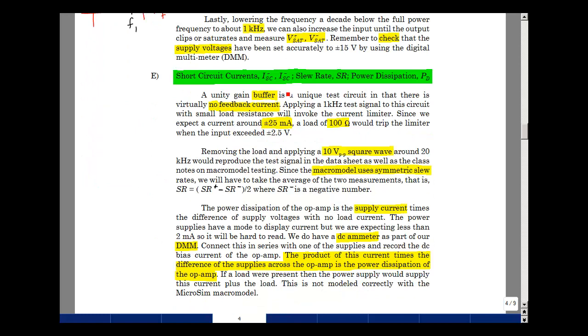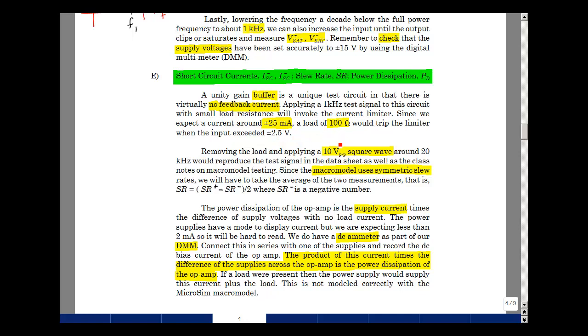A unity gain buffer circuit is a unique test circuit in that there is virtually no feedback current. So when we put a load on it, what we see in the load is what's coming out of the op-amp. So suppose we apply a 1 kilohertz test signal to this circuit with a small load resistance. We'll eventually invoke the current limiter. So if we're expecting around 25 milliamps plus or minus, say we put a 100 ohm load on it, then when we hit the current limiter, we're going to be hitting roughly plus or minus 2.5 volts, kind of inducing a clipping voltage. So without short circuiting the op-amp, we can measure the short circuit current by taking the voltage where it clips and dividing by the resistive load.